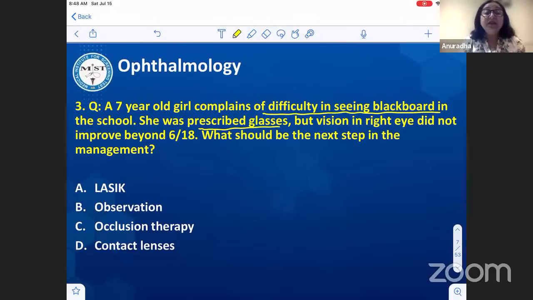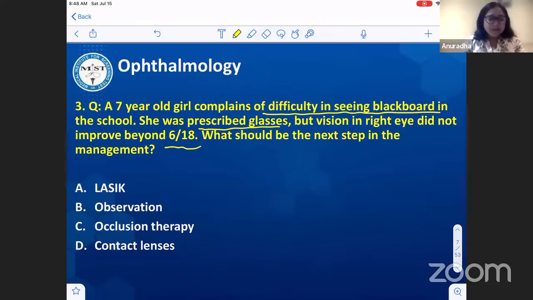But vision in the right eye did not improve beyond 6/18. So you give the glass prescription, the vision should improve, but it did not improve beyond 6/18 in the right eye. What should be the next step in the management?